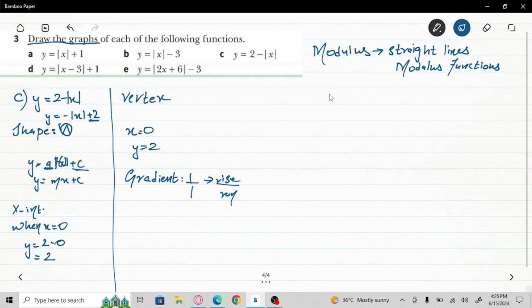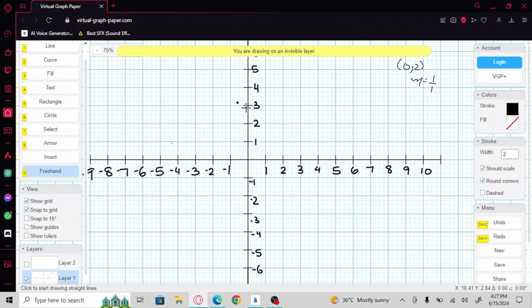I've discussed there are only two shapes for the modulus graph, this and this. This V shape is when we have the a value positive, and this shape, like an A without the stick, is the negative value. Okay, so now if we just plot this graph, 0 and 2, x equals 0, y equals 2. We take it here. So one rise, one run. This is the first point, one rise, one run. This is the second point, and I think 2 points are enough. Same on this other side, one rise, one run, one rise, one run.